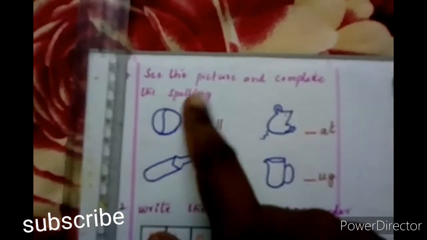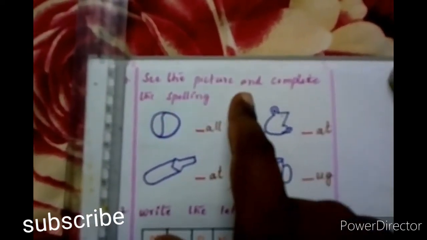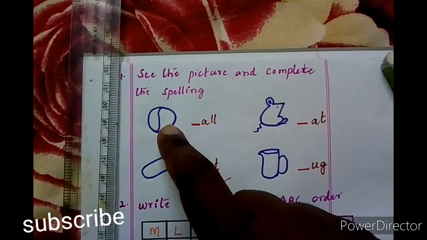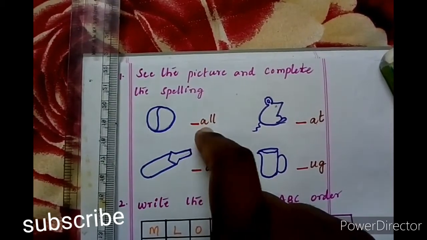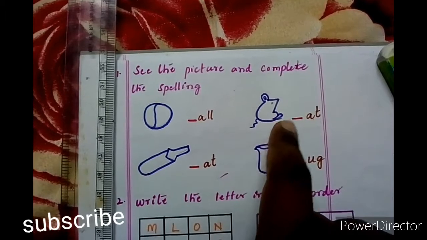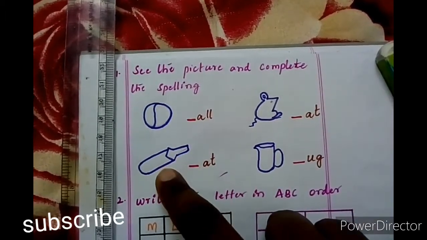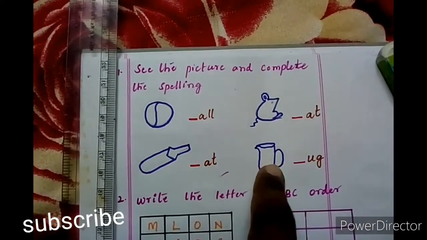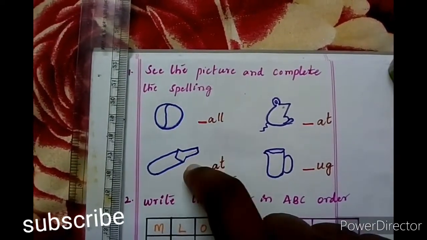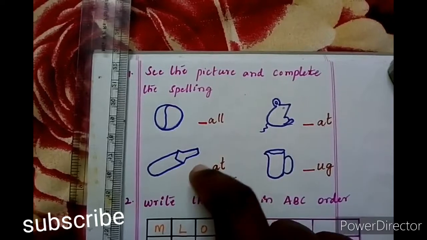See the picture and complete the spellings. Okay, what is this? Ball. You have to write here B-L-L. This one, rat. This one, bat. This one, mug. By seeing the picture, you have to fill this blank.